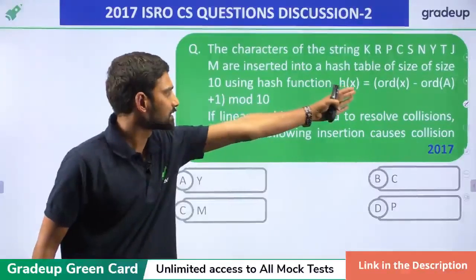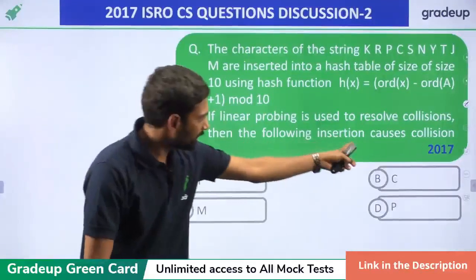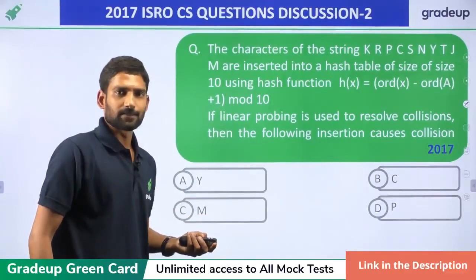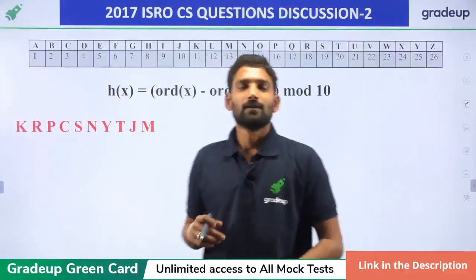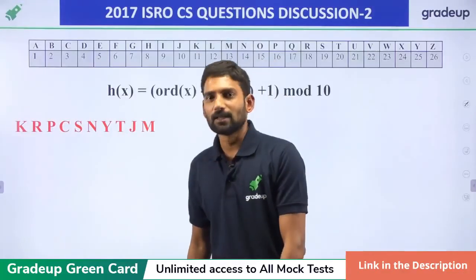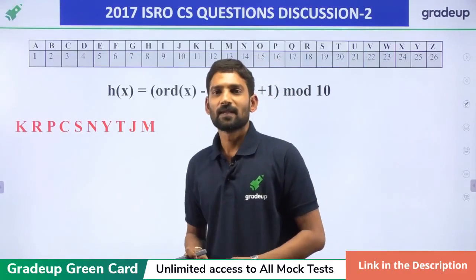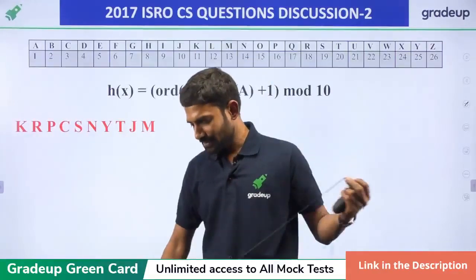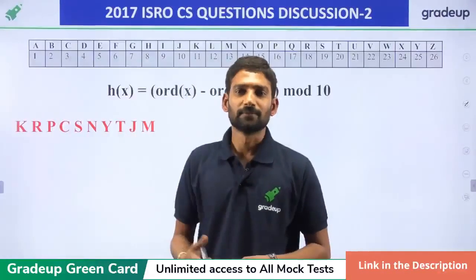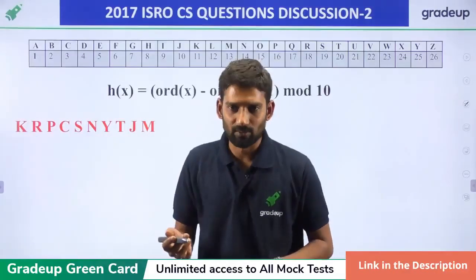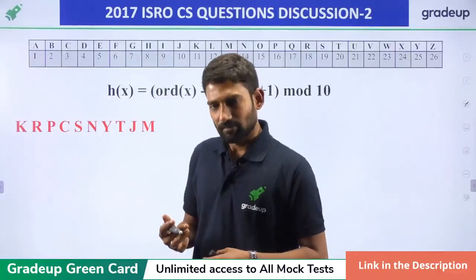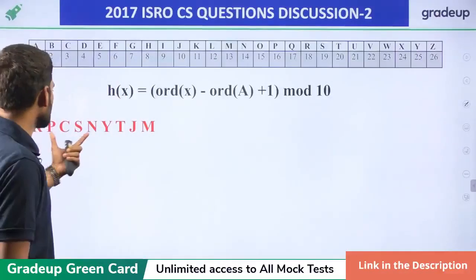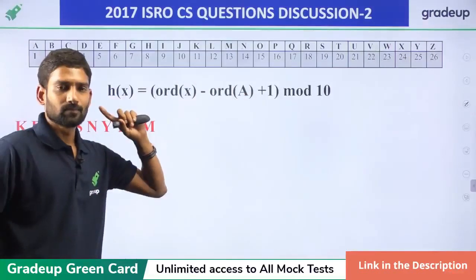Yeah. The hash function is given: H of x is something. If linear probing is used to resolve collisions, then which of the following insertions causes a collision? Let us analyze this. Probing is something like tracing, chasing. If you want to reach 43, how will you do that? Here also, this is the sequence we got, KRPCSNYTJM, and we need the insertion which gives a collision.